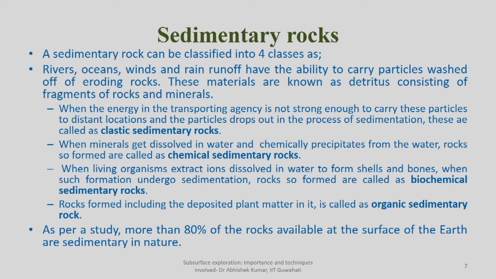But over a longer course, when the energy in the transporting agency, whether wind, water or rain, is not sufficient to carry those materials to further distances, what will happen? At a distant location, the material will drop from the flow and start settling at that particular location. When the transporting agency is not strong enough to bring the material to a distant location, it will start settling, and the rocks formed by this process are known as clastic sedimentary rocks.